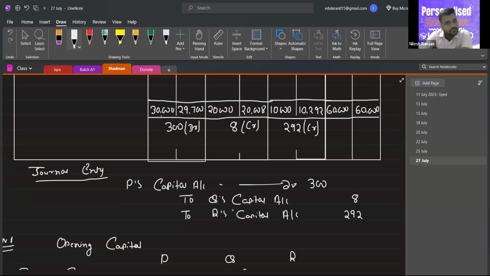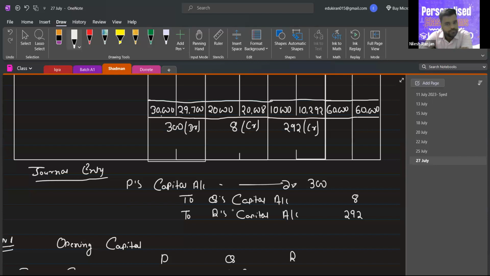So that's why P has to bring 300, but he will not bring 300 in cash. That's why we will reduce his capital account. So P's capital account is debited here, and Q and R's capital accounts are credited, because 8 rupees and 292 rupees will be given to them. So their capital accounts will increase. Is this clear? Okay, sir.